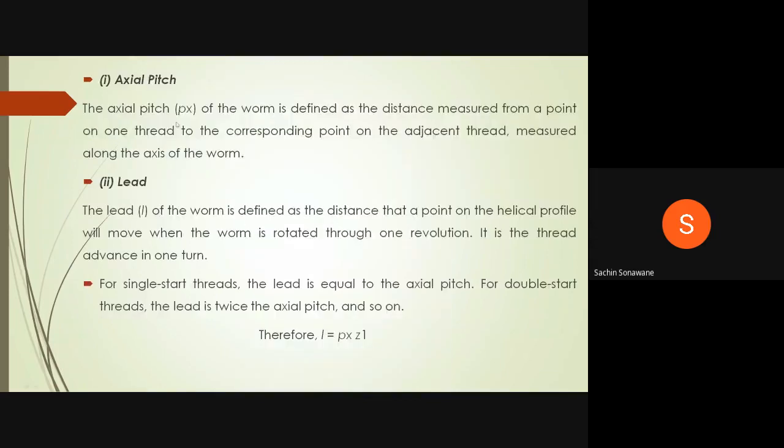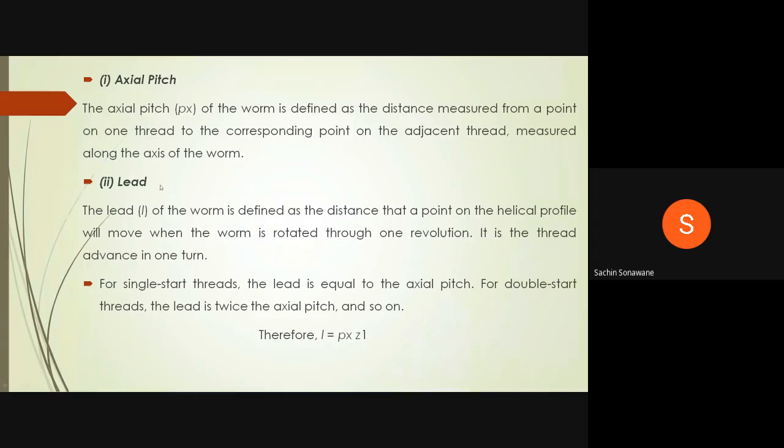The following terms are used in terminology of worm gear drives. First, axial pitch, that is px. The axial pitch px of the worm is defined as the distance measured from a point on one thread to the corresponding point on the adjacent thread, measured along the axis of the worm.